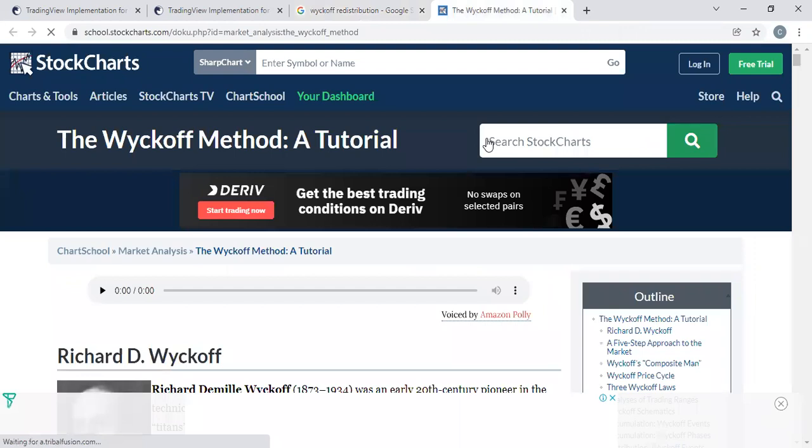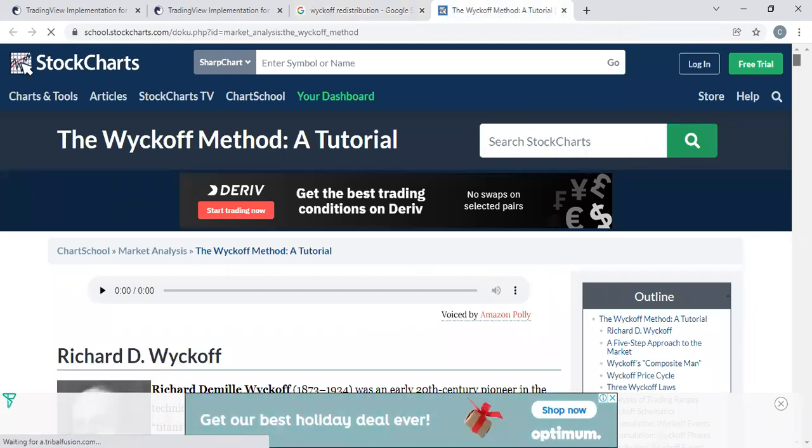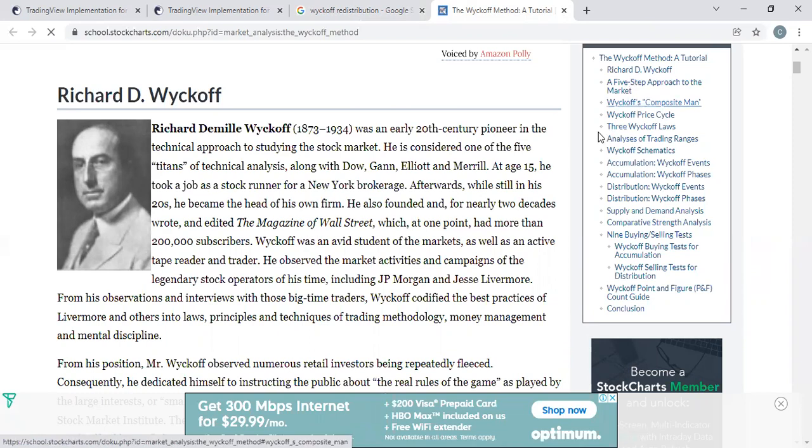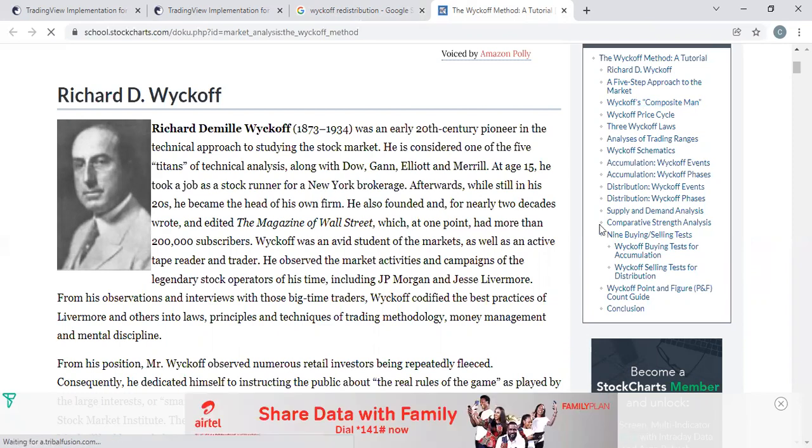And if you want to know about Wyckoff, you can come to this site, school.stockcharts.com. It was discovered by Richard Wyckoff in the early 20th century. So you can see all about it, the 5 steps, the composite man, the price cycles, the 3 Wyckoff laws, the analysis of trading, Wyckoff schematics, the distribution, all of that. So you can read all this to know in detail what all these things mean.